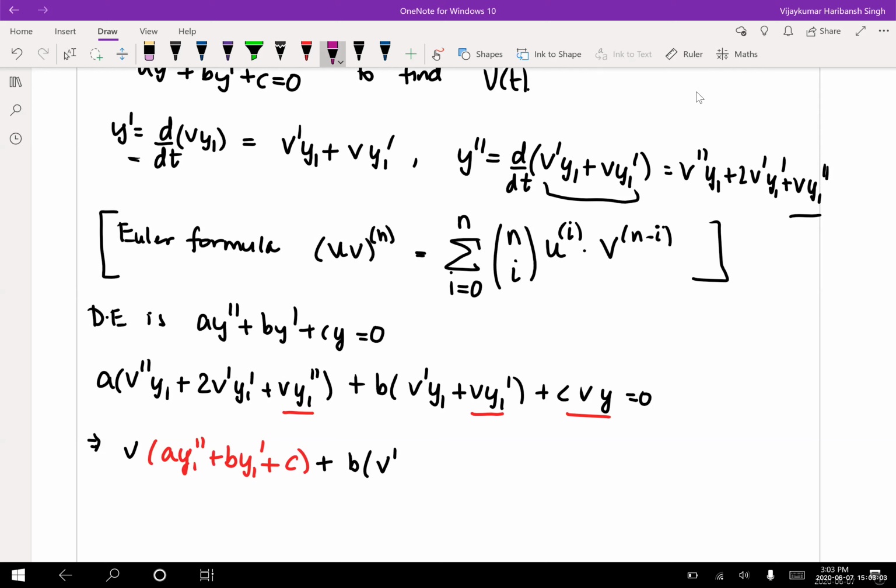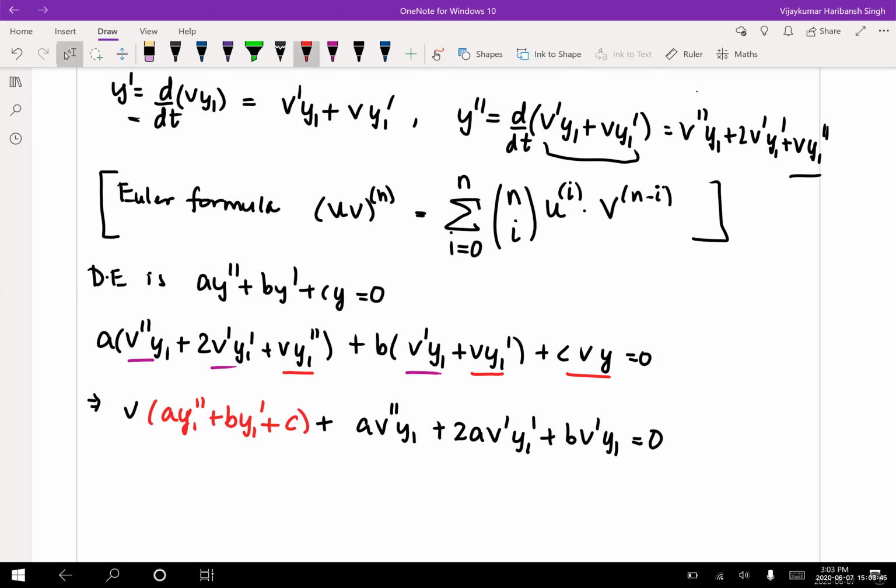So what do I get? I get this term, this term, and then this term. Let's collect that together. So we have a v double prime y1 plus 2 a v prime y1 prime plus b v prime y1 equals 0.